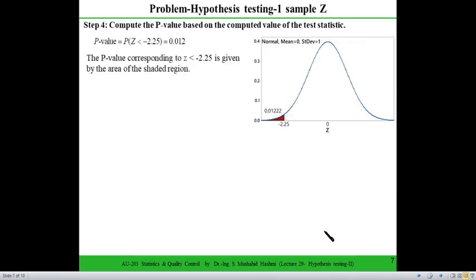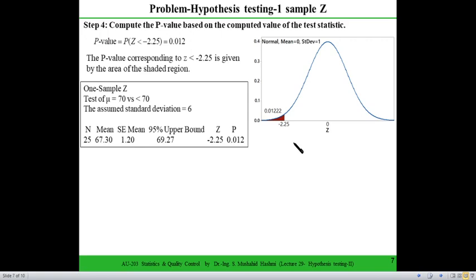So in the fourth step, we need to compute the probability based on the test statistic. Corresponding to Z less than minus 2.25, the corresponding probability is 0.012. So this probability is actually called the p-value. From the standard normal distribution table, you can work out corresponding to minus 2.25, which is the critical value over which the probability is 0.0122.